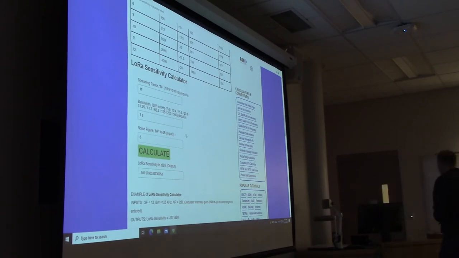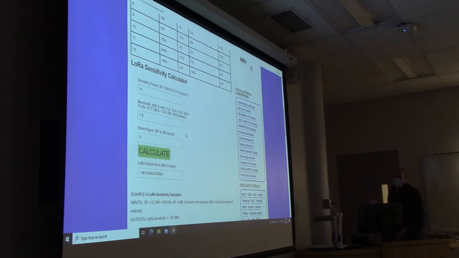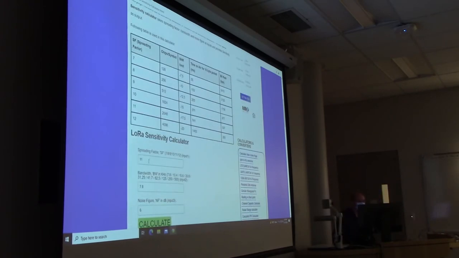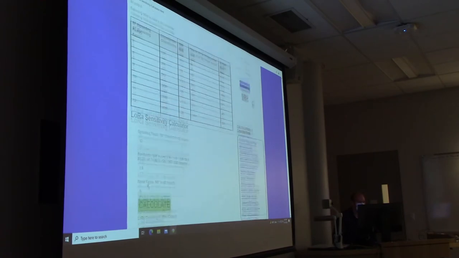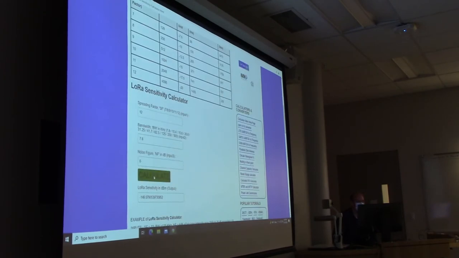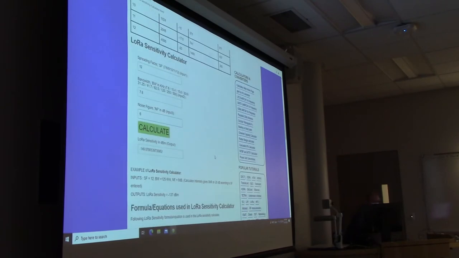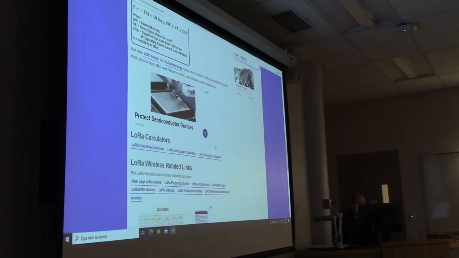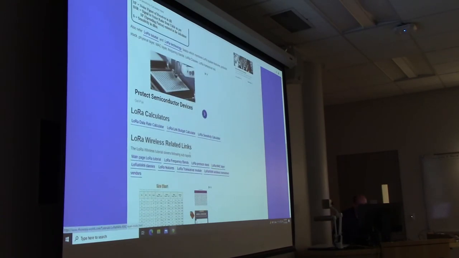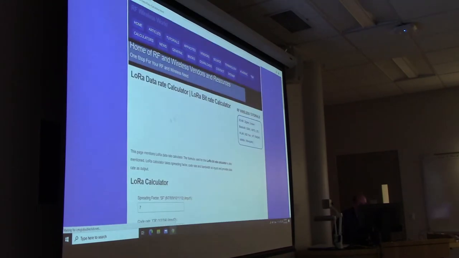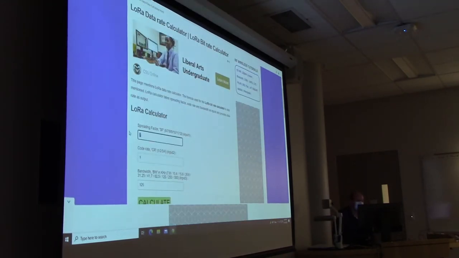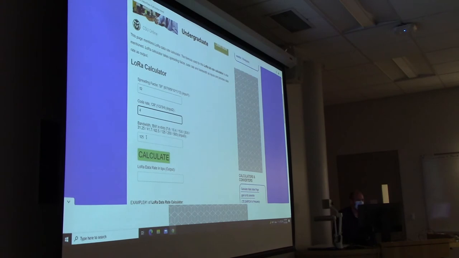A lot of people like to get kind of crazy with these. If you really wanted to go for absolute maximum range, you would do something like this. Spreading factor 12, bandwidth as low as possible. Well, you don't have much control over that. That's negative 140, close to negative 150 dBm. But another thing I want to show you is the data rate calculator. So let's do that same thing. Spreading factor 12. Coding rate, let's go the highest possible. Let's go to 4. And let's go to that low bandwidth. So we're going to send the data slowly.